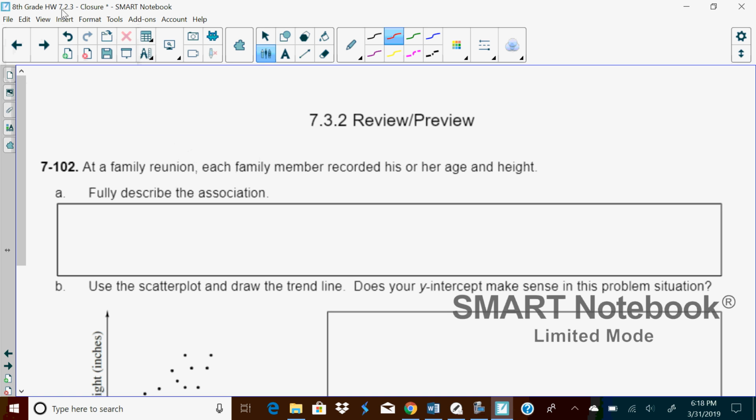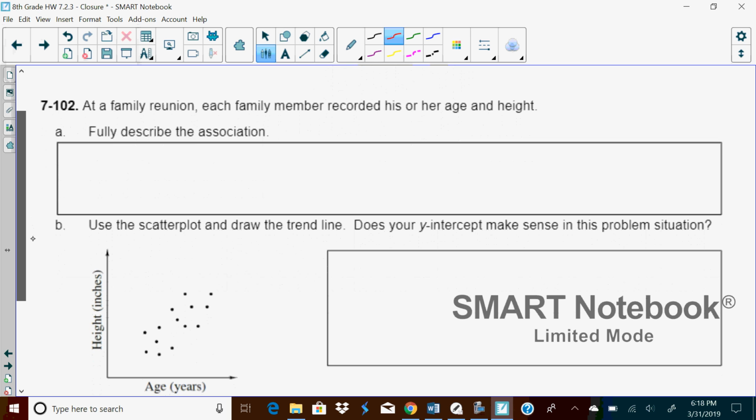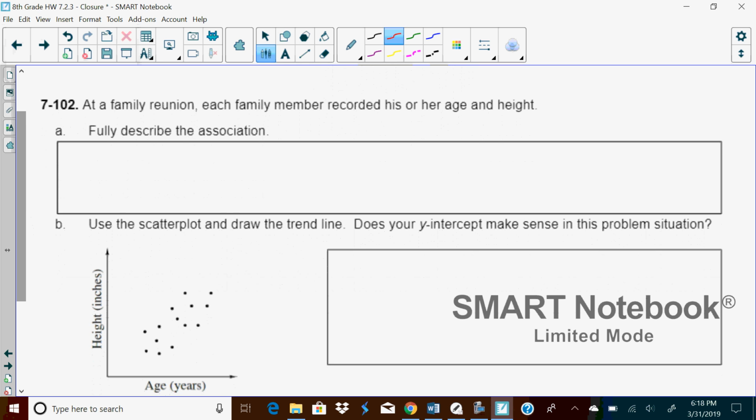Okay, here are the answers for 732. At a family reunion, each family member recorded his or her age. Fully describe the association. So when we do this, we have to include also the strength. So I would say this is a moderate strength. So it's moderate, linear, positive association with no outliers.